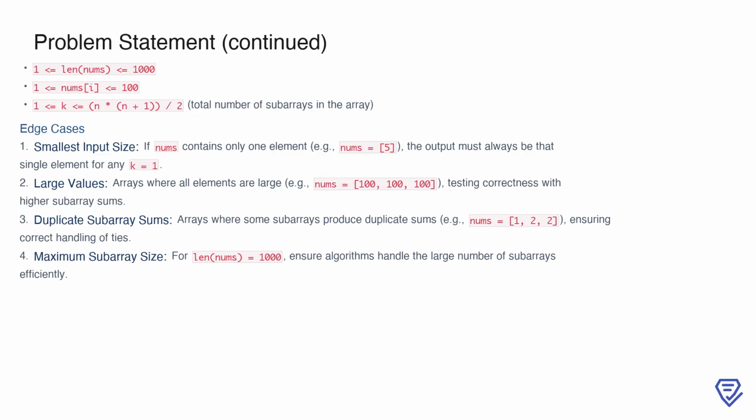For arrays with large values, such as 100, 100, 100, the algorithm must handle higher subarray sums efficiently. Additionally, arrays with duplicate subarray sums, like 1, 2, 2, must be processed correctly to handle ties. Finally, for maximum input size, where len nums equals 1000, the algorithm must efficiently handle a very large number of subarrays without running into performance issues. These considerations are crucial for solving the problem correctly and efficiently.